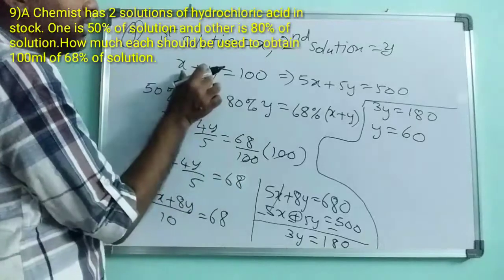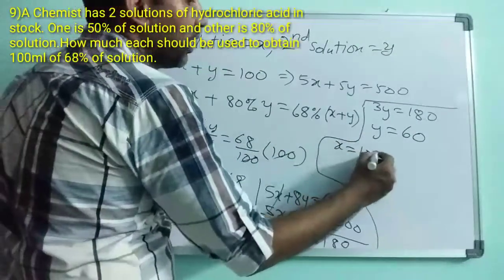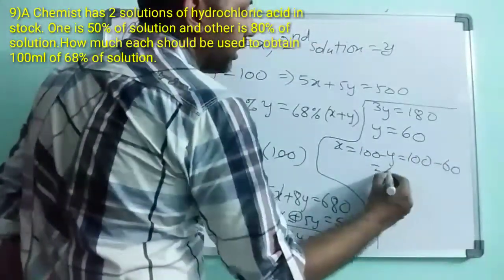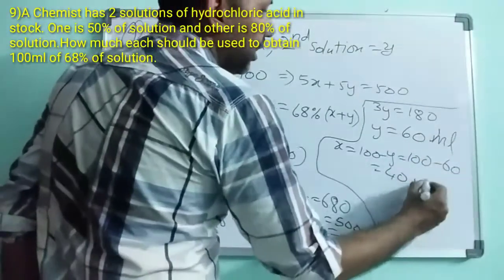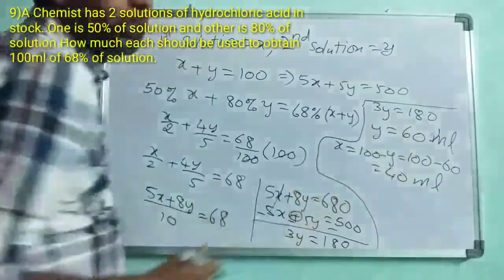And again we know that x plus y is equal to 100. So x is equal to 100 minus y, that means 100 minus 60, which is equal to 40. So the first solution is 40 ml and the second solution is 60 ml.